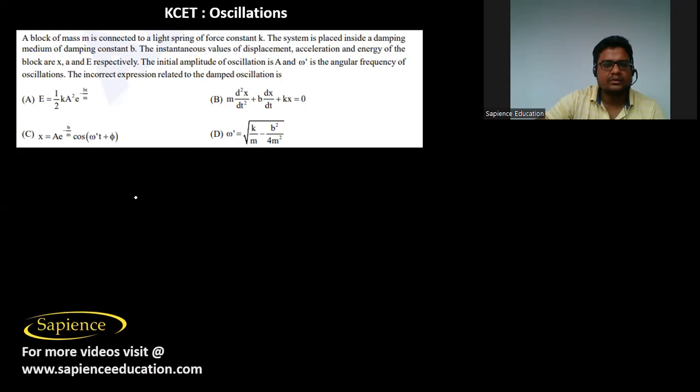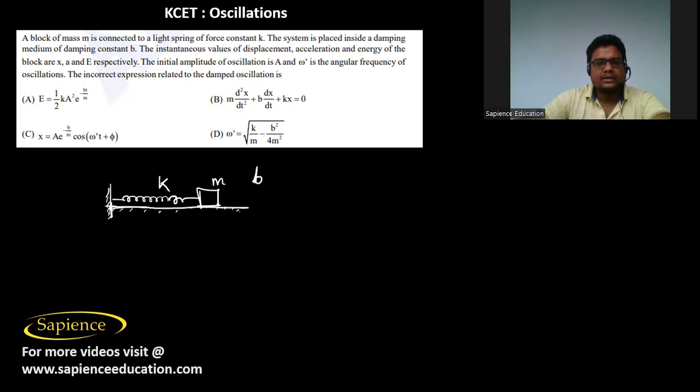Then here it is told that a block of mass m is connected to a light spring of force constant K. The system is placed inside a damping medium of damping constant B. The instantaneous values of the displacement, acceleration, and energy of the block are x, a, and E respectively.